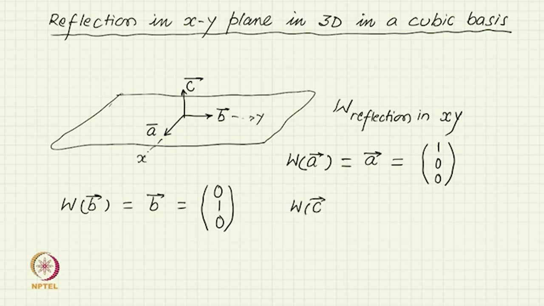WC will do something interesting. What will it do? 0, 0, 1 bar. Because if we are reflecting in the xy plane, instead of pointing up, it will point down and it will be a vector of the same length. So WC is nothing but minus C. And minus C in our coordinate system is 0, 0, minus 1.